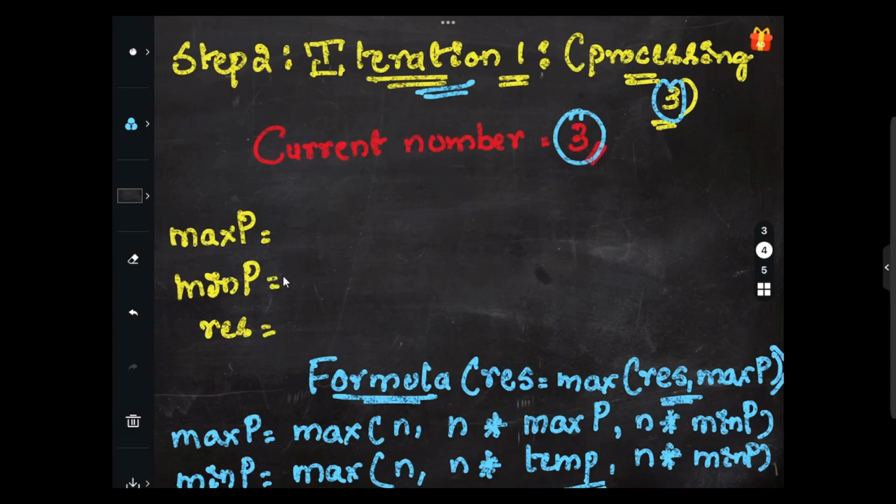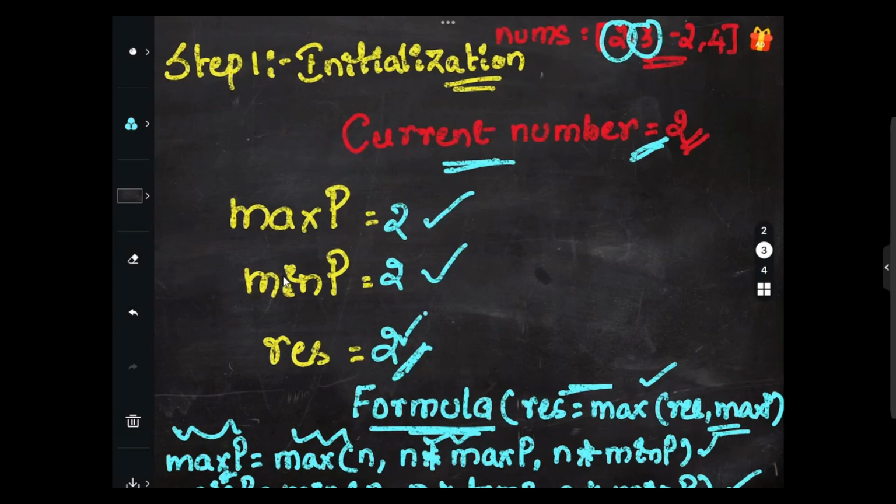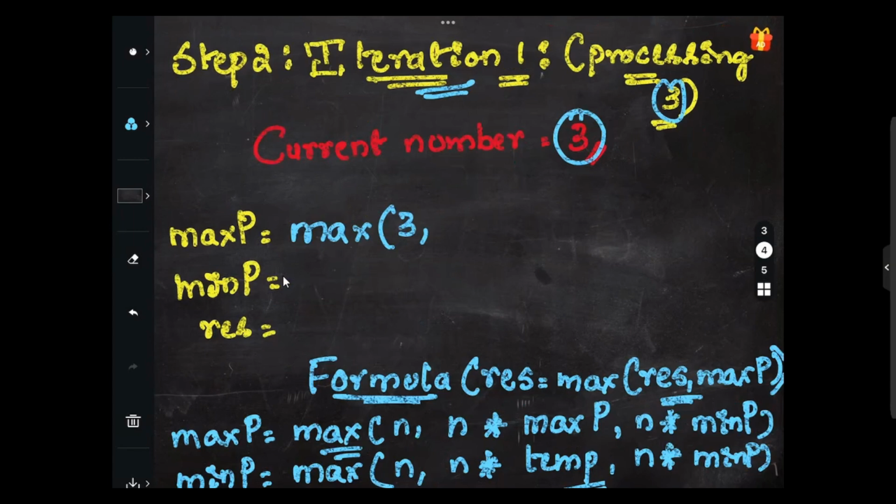Let's come to the iteration 1 here. Current number we have considered here is 3. Max p, we will go with this formula, max of n, nothing but here in this case n is 3, n into max p we have here is 2, min p is also 2, result is also 2 from the previous step. So n into max p is 3 into 2, or we can just write 2 into 3, and n into min p, min p is also 2 here, so 2 into 3 again. So this will be 3 comma 6 comma 6. So out of 3, 6 and 6, maximum we can consider 6, right?